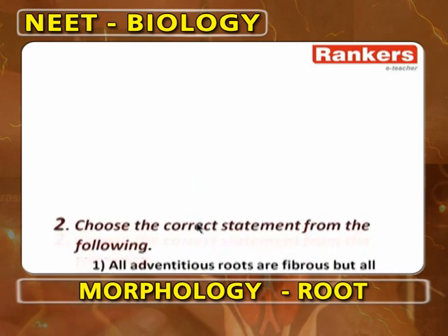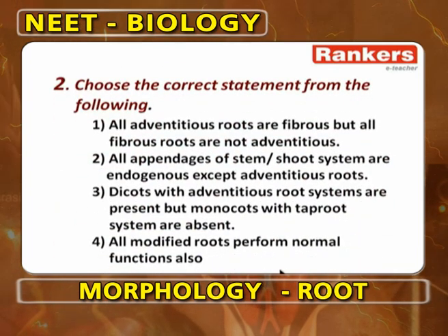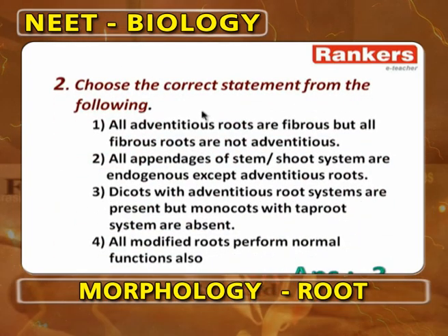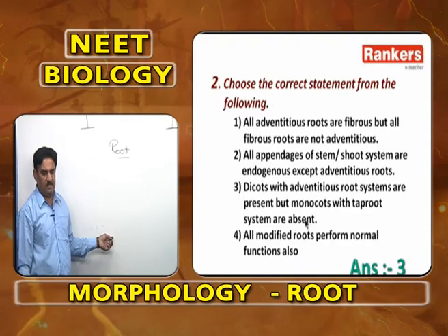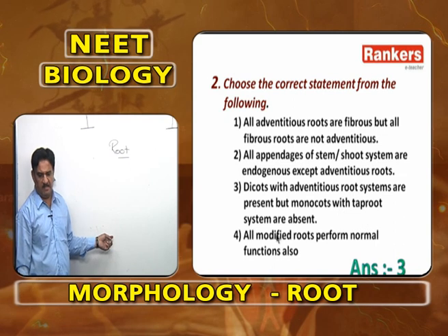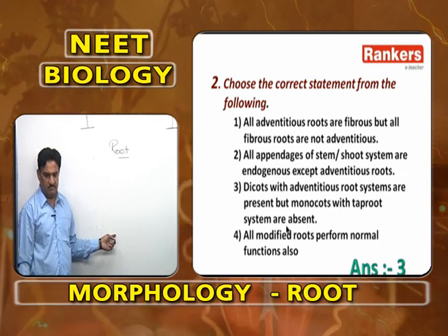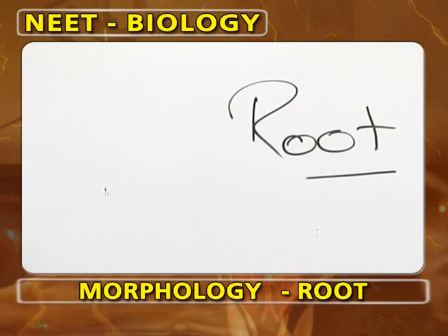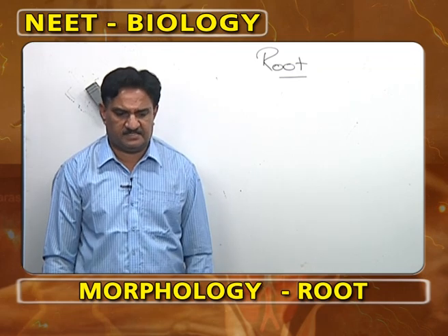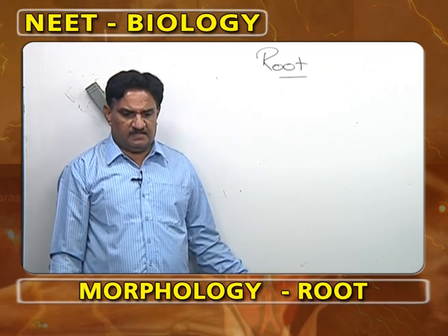Next, choose the correct statement from the following. Only the third one is correct. Dicots with adventitious root system are present, but monocots with taproot system are completely absent. You don't find any monocot with taproot system, but dicots may be seen with adventitious root system like runners, suckers, stolons, offsets.